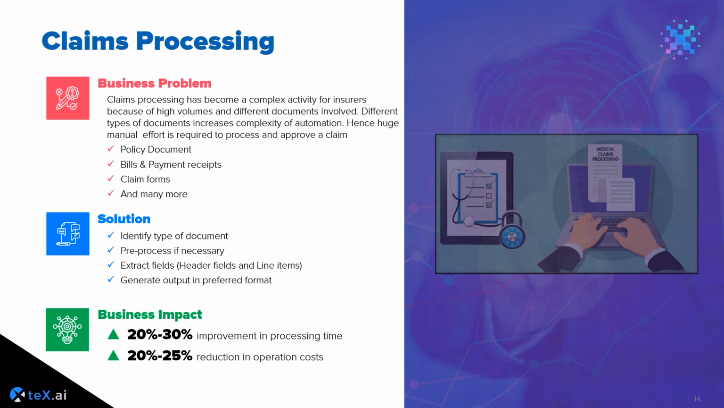So first we have to identify the type of document and ensure which is the right model for it. As Ashish mentioned, there's pre-processing where we try to enhance the quality of scanned documents or images if necessary. So first identify it, apply pre-processing, and then extract the fields of relevance and generate output in the preferred format so that it can be directly uploaded into the downstream applications. That's when we achieve automation in the true sense, and that's how you get the benefit. If we can achieve this, we can definitely see an improvement of 20 to 30% in processing time, and also a 20 to 25% reduction in operation costs.